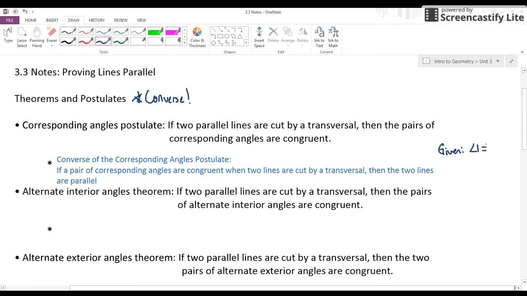angle 1 is congruent to angle 2, and here's my diagram, right? I have two lines cut by some transversal. Notice how I don't know they're parallel. There's no marks here saying they're parallel. But I know angles 1 and 2 are congruent, then we can conclude, I'll call these lines L and M, we can conclude L is parallel to M. Again, that says conclude. I know that's not very clear. Let me just rewrite that.